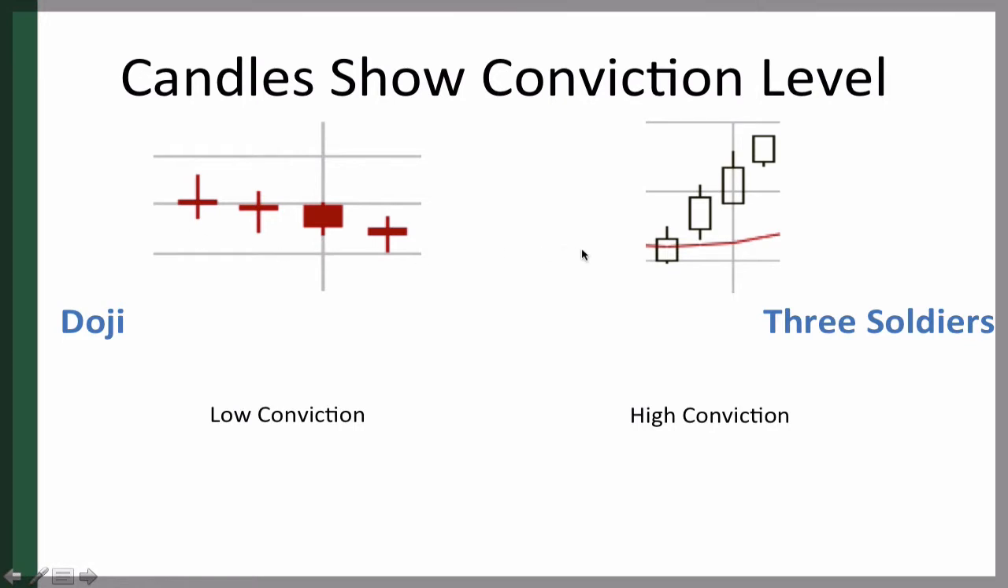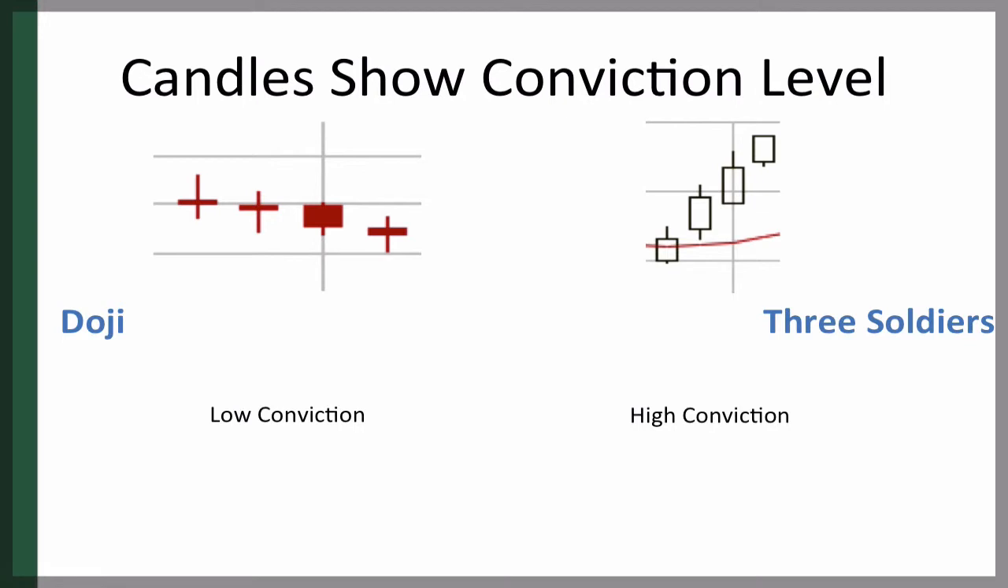In contrast, if we have a series of big, white, full-bodied candles going up, this is often referred to as three soldiers. Three of these in a row is a strong, high conviction signal. So if you see lots of big candles in a row, lots of strong conviction. So it helps to know whether a stock is having some strong conviction or not.